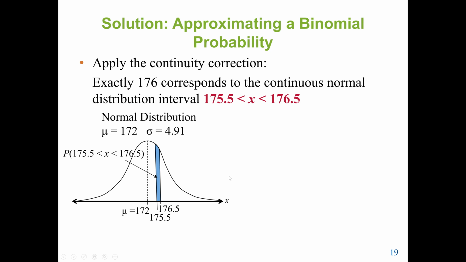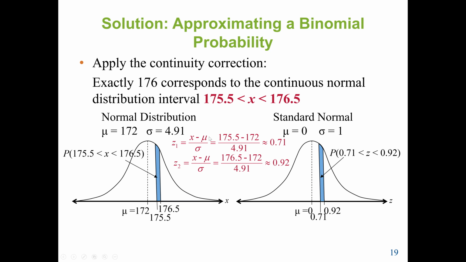So now we have to find the value for z. z is x minus mean over standard deviation. Now we have two z values because we have 175.5, the first x value, then 176.5. So for the first, z1, we use 175.5 minus 172 divided by the standard deviation. The second, which is the next endpoint, 176.5 minus 172 over 4.91, gives us 0.92. So this means our z value here will be greater than 0.71 and less than 0.92.